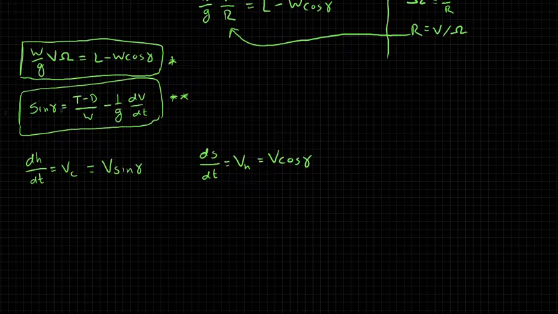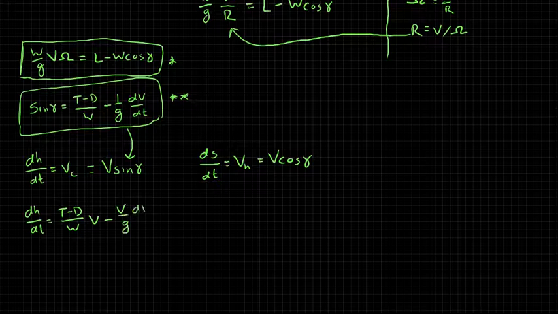But we have an expression for sine of gamma in double star, so if we plug double star into here, we can get a new expression for dh/dt, where dh/dt is equal to (T minus D) divided by W, times V, minus V over g dV/dt.